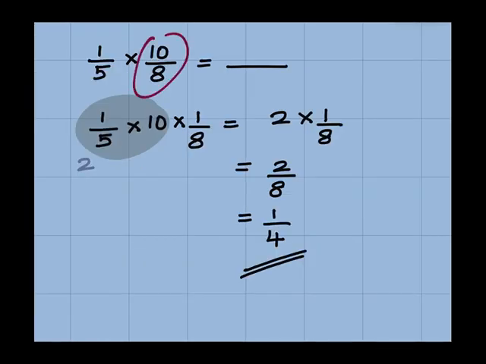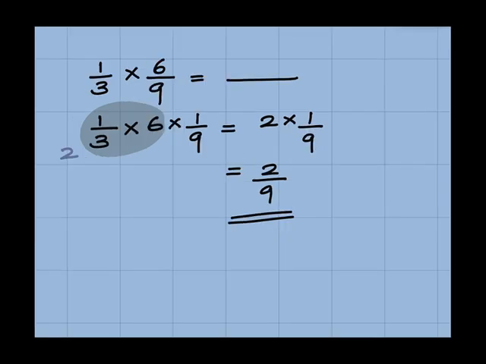And in this problem, instead of this 10/8, I have written 10 times 1/8. So that is what I have substituted. And then simplify it. When I simplified, I get 1/4. Next problem, 1/3 times 6/9. So for this, I have written 6 times 1/9. So instead of 6/9, I substituted 6 times 1/9 and simplified it.